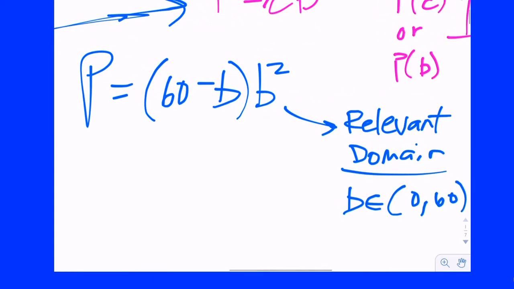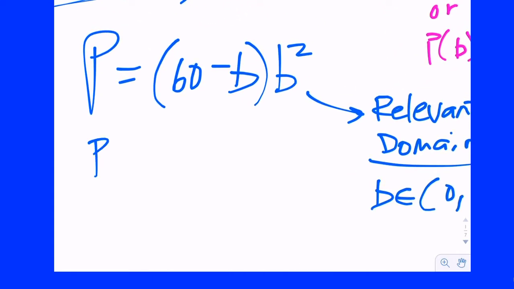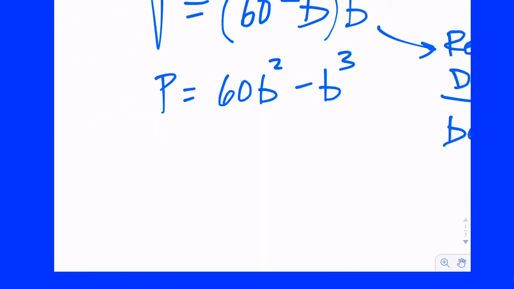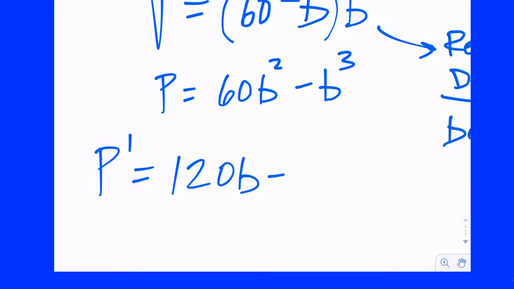Okay, so if I'm going to take the derivative of this, maybe without using the product rule, I'll just distribute first, and I get 60b squared minus b cubed. And it's a polynomial. Nice, a cubic polynomial with a negative leading coefficient. Here we go. P prime is 120b minus 3b squared. Is this ever undefined?